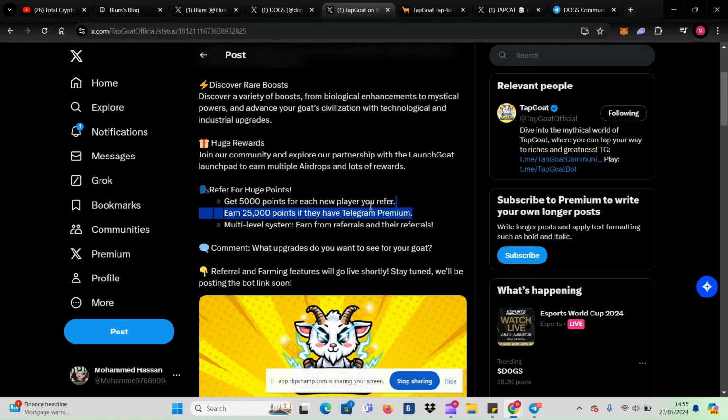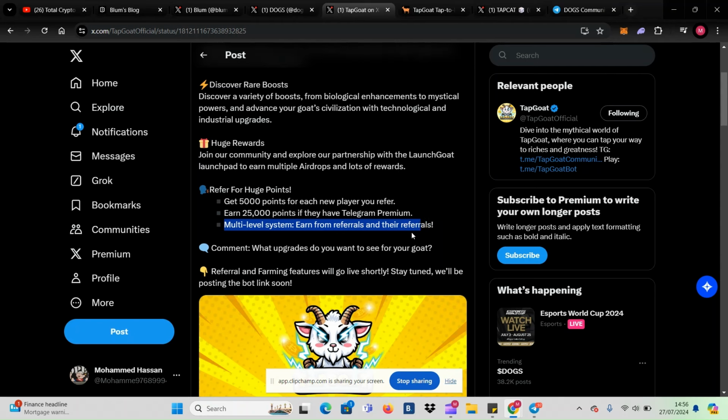It's always worth asking your friends or anyone who may want to use your referral link if they are a premium Telegram holder. Guys, you could actually get 25,000 points just by referring to that one individual. If you have several, you can easily make plenty of points. Right, so what's the last mechanism? It says a multi-level system, earn from referrals and their referrals.